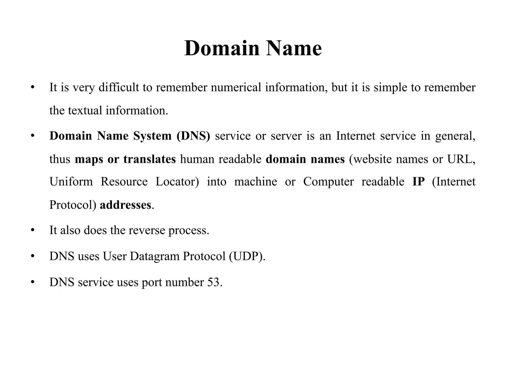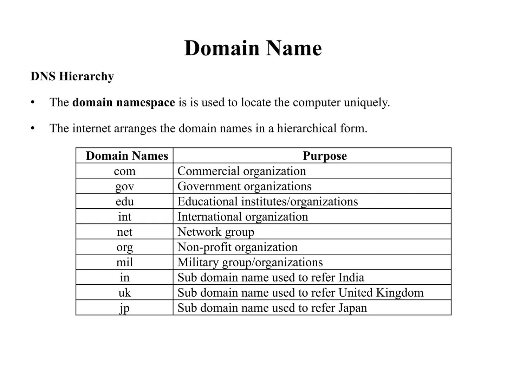Port number is 53. DNS hierarchy. It's a domain namespace used to locate the computer uniquely. It arranges the domain names in a hierarchical form. For example, domain names and their purpose. Domain names: COM means commercial organization, then government organization, educational institution, international organization, network groups, non-profit organization, military groups or organization. IN refers to India. UK means United Kingdom. JP means Japan.